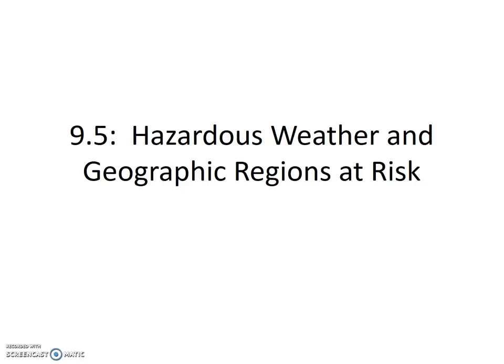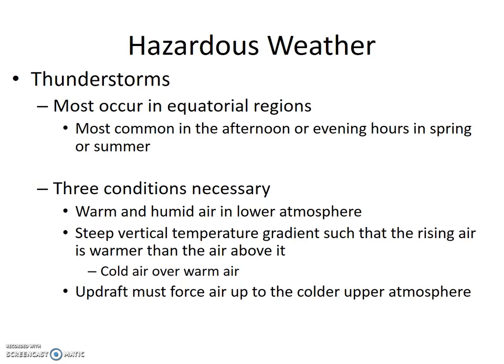9.5. Hazardous weather and geographic regions at risk. There are many types of hazardous weather. We will be discussing the big ones. Thunderstorms predominantly occur in equatorial regions and are most common in the afternoon or evening hours in spring or summer. Of course, thunderstorms occur elsewhere as well, but the largest number of them occur towards equatorial regions.